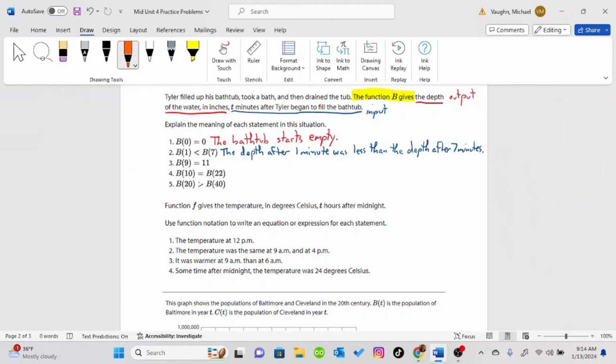Number 3, B of 9 equals 11. 9 is the input, so that's 9 minutes. 11 is the output, so that's 11 inches of water. So the depth after 9 minutes was 11 inches.